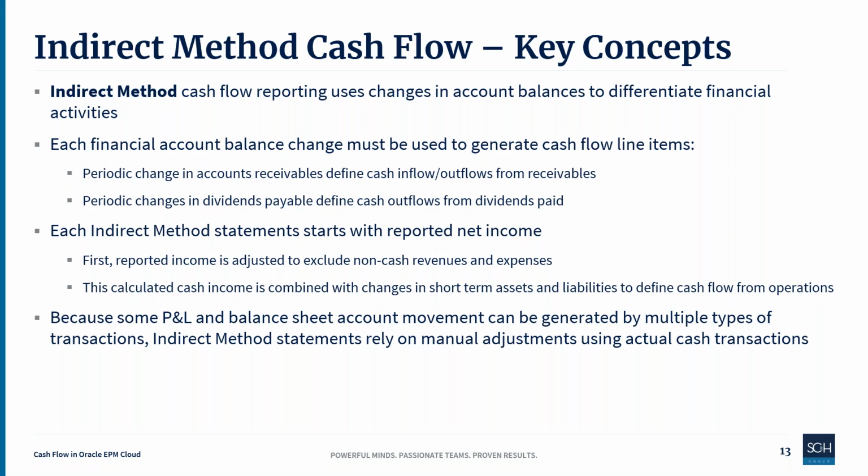So for example here, like we talked about, if your AR goes up, that means that you haven't been collecting as much cash. So you can derive that you have less cash at the end of the month. Same thing with dividends payable. If your dividends payable goes down, that means that you have spent cash, and so you have less cash available at the end of the month.